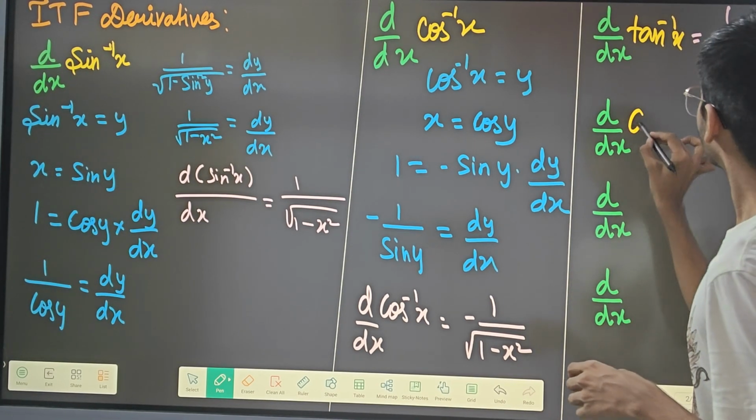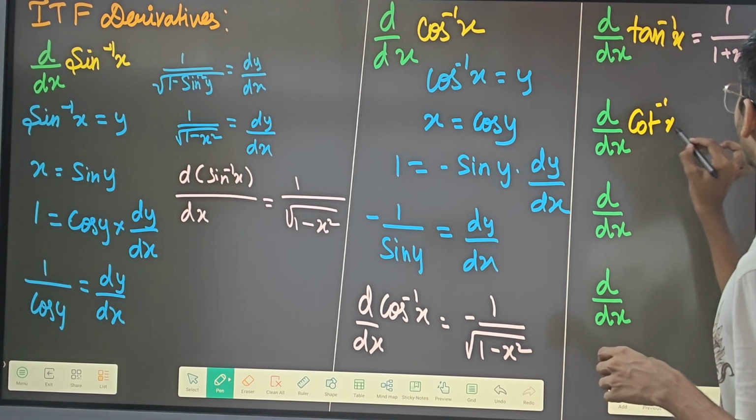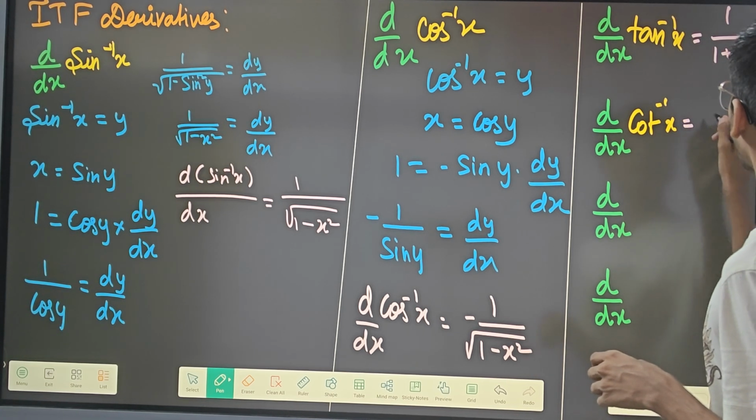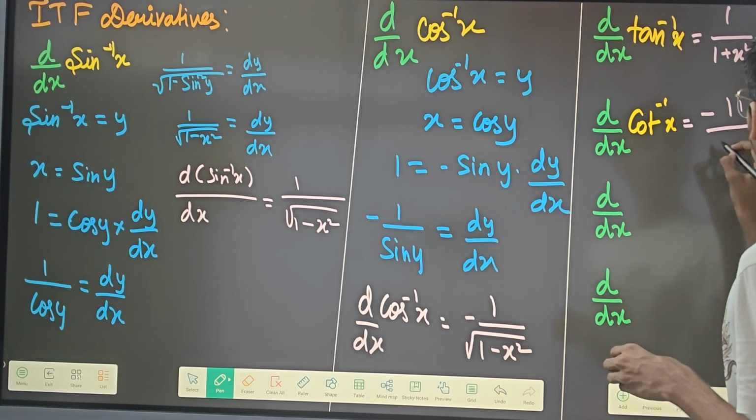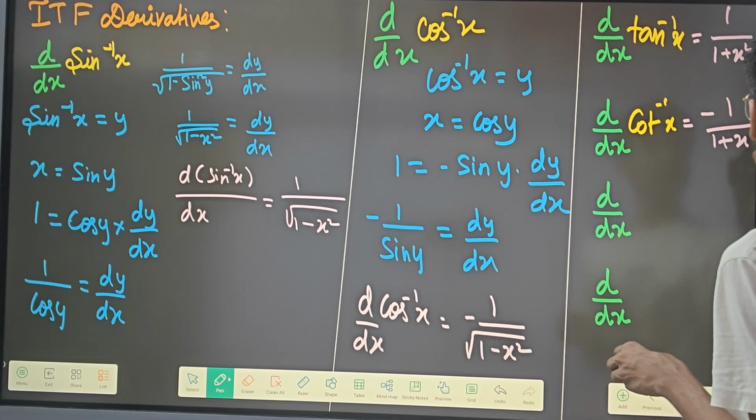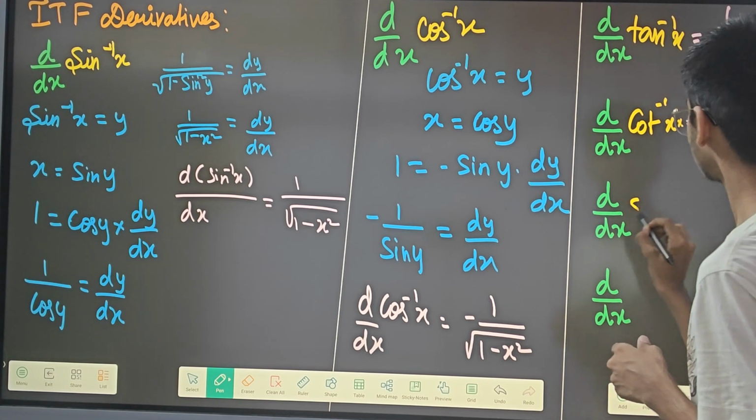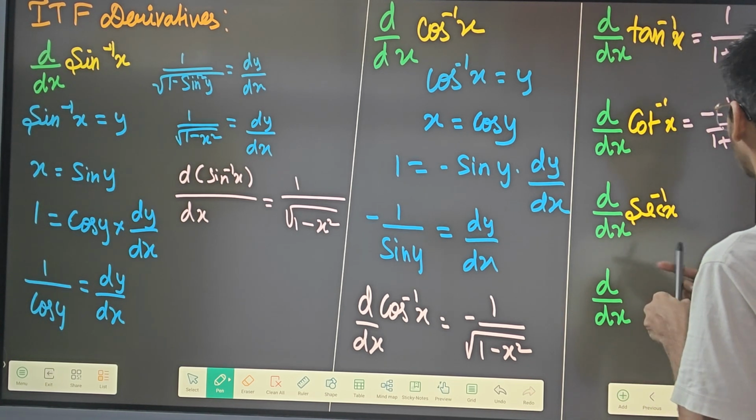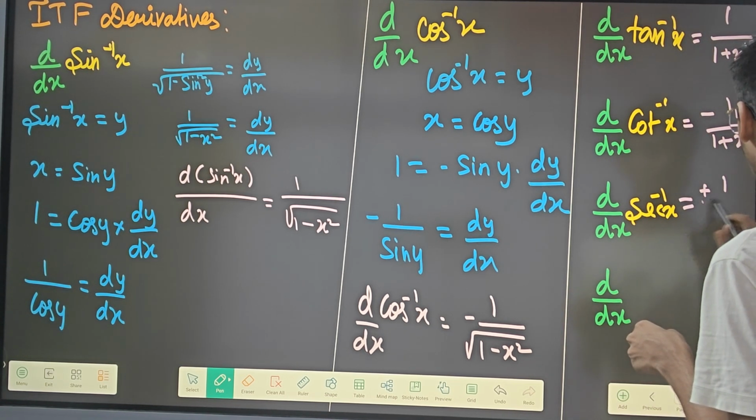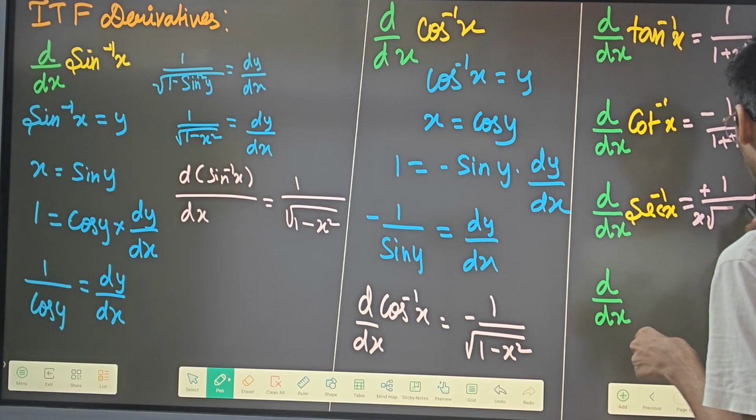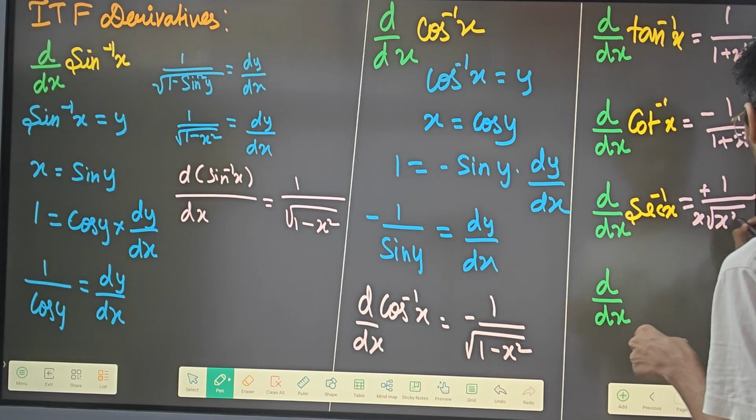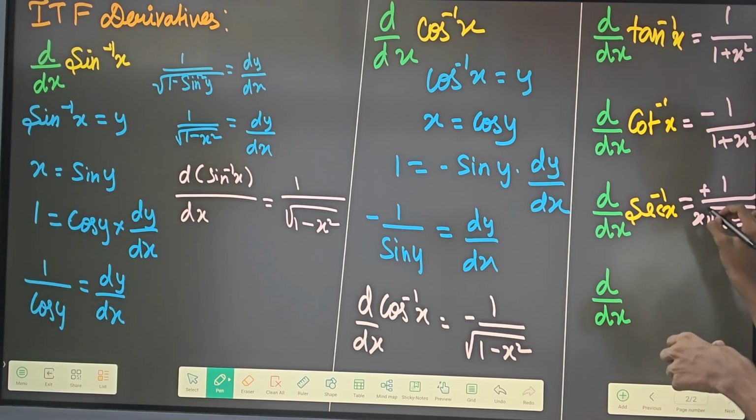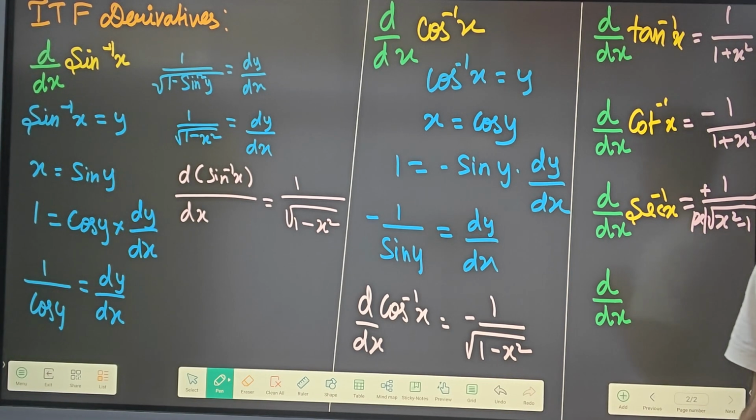Then it is going to be, for cot inverse x, equal to minus 1 by 1 plus x square. Then for sec inverse x, it is going to be plus 1 by x root over x square minus 1. Here this x is going to be modulus.